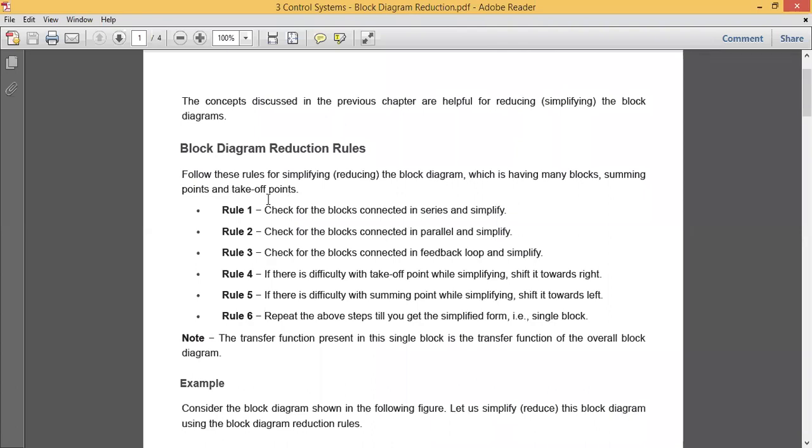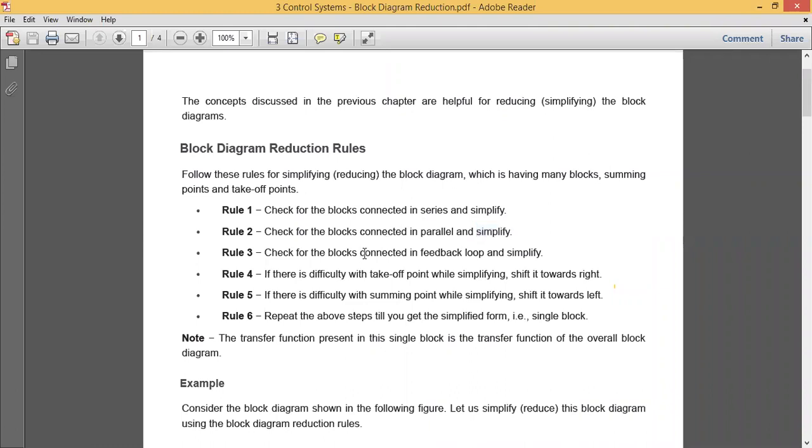What is rule number 1? Check for the blocks connected in series, that is, one after another. If the blocks are in series, go for simplification. That is rule number 1. Rule number 2 says check for any blocks connected in parallel. If they are in parallel, go for simplification. This we have studied in detail, right? Series connection and parallel connection.